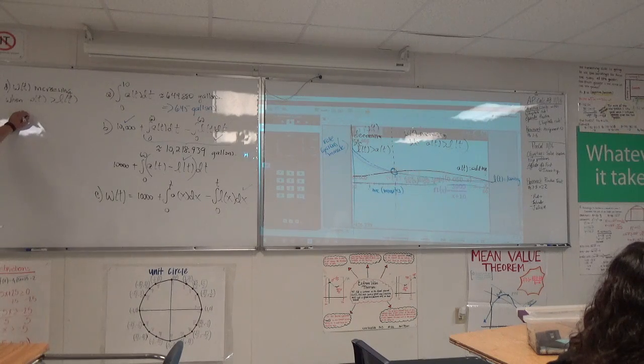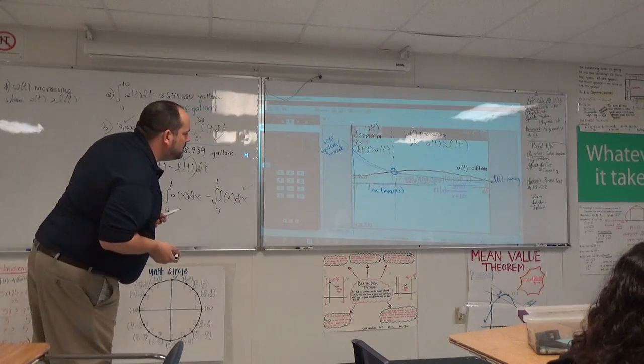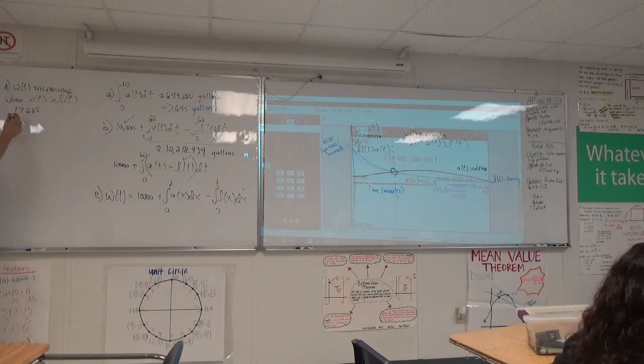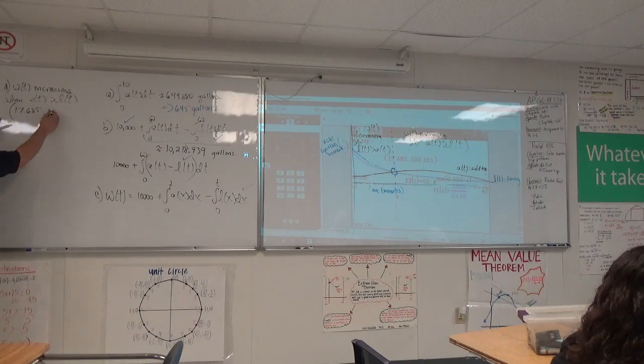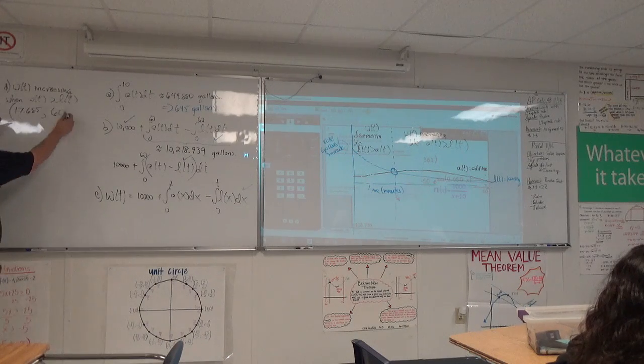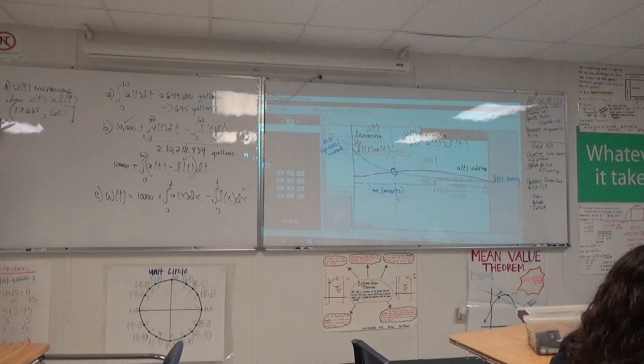So do we have an intersection point? T equals 17.685. But let's be careful. If you're saying increasing is where A of t is greater than L of t, then we're going to say 17.685 with a parenthesis, otherwise they're exactly equal to each other, until 60 with a bracket. At 60, A of t is still greater.